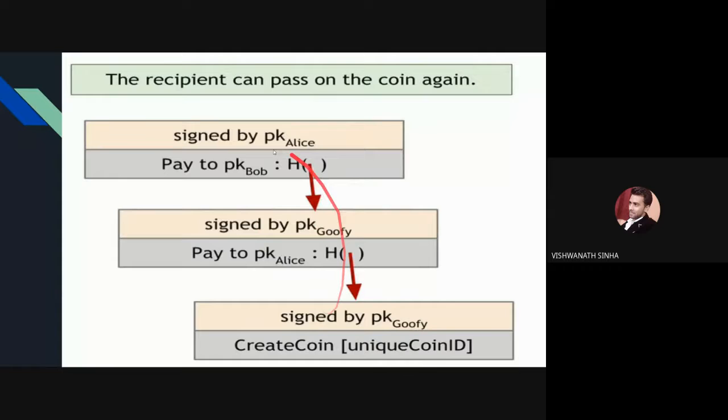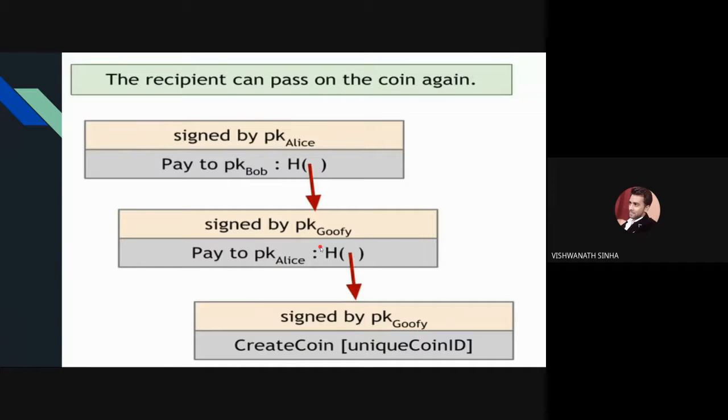So here you can see the ledger where Goofy creates a coin with a unique coin ID. So every coin will be created with a unique coin ID. In the second part of the ledger, Goofy signs a transaction where he pays a certain amount to Alice. Now this block has the hash of the previous block, and similarly the third block, where Alice signs a transaction paying Bob the same amount, has the hash of the previous block. So each of the blocks is linked in a blockchain, and they are tamper evident. So no one can tamper with it afterwards.